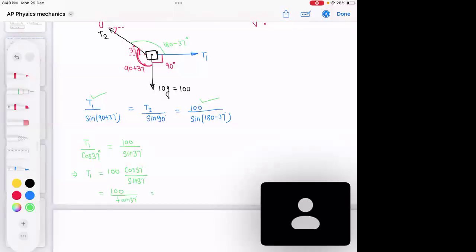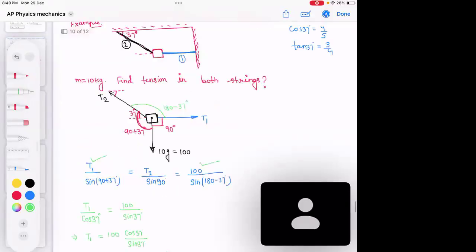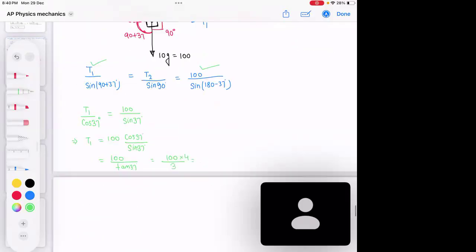And what is the tan 37? Just check it. Tan 37 is 3 by 4. Right? Tan 37 is 3 by 4. So what is the T1 value we got? 400 by 3 Newton we got it.